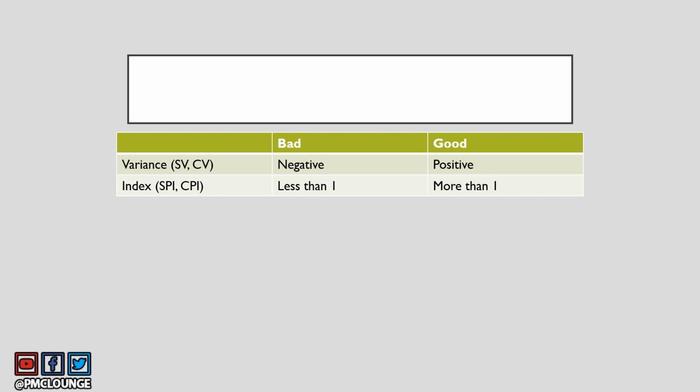Another thing to quickly remember is this table. Variance, which means SV and CV, if it is negative, it's bad. If it is positive, it's good. So CV, negative will be bad, positive will be good. Index, SPI and CPI. If it is less than 1, you're doing bad. If it is more than 1, you're doing good. So as simple as that.